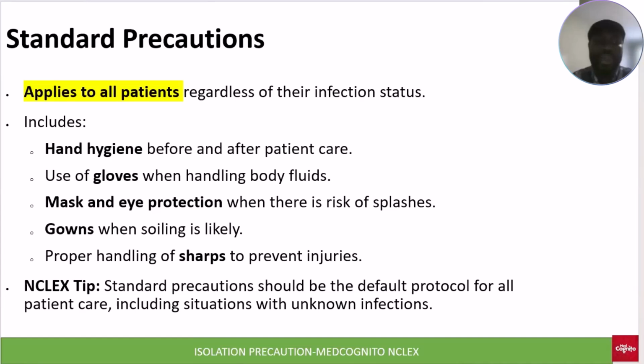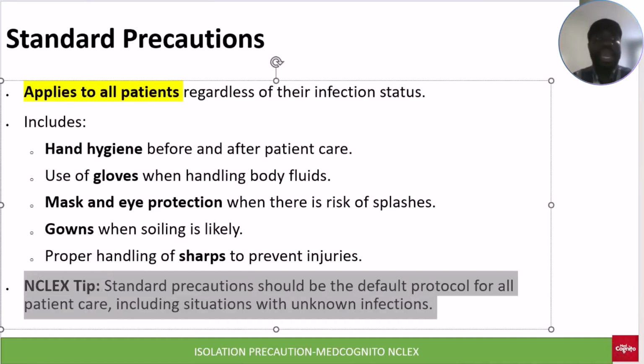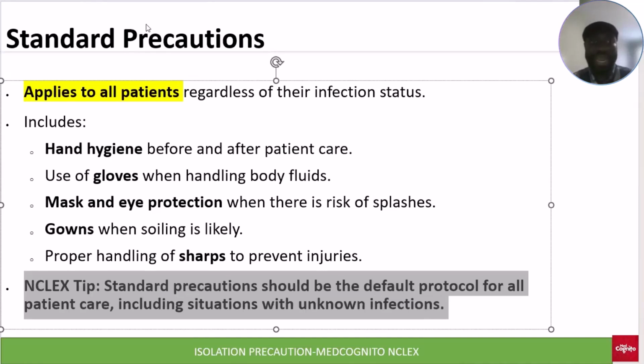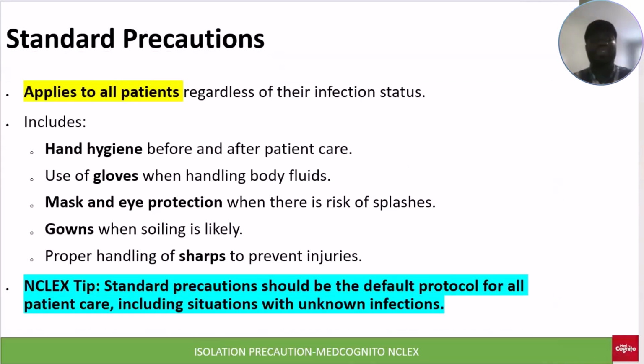So the tip I want you to go home with on standard precautions is very simple. And this is the tip. I'm going to highlight it so that we all get it right. Standard precautions should be the default protocol for all patient care, including situations with unknown infections. So, with all patient care, make sure you've washed your hands. With all patient care, so far as there's body fluid you'll be exposed to, make sure you use gloves. This is the NCLEX tip for standard precautions.